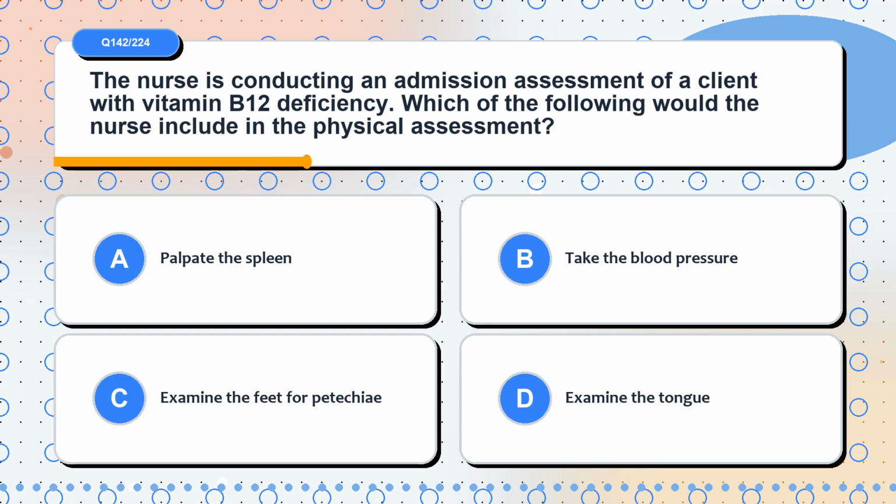Which of the following would the nurse include in the physical assessment? Here are the options. Option A, palpate the spleen. Option B, take the blood pressure. Option C, examine the feet for petechiae. Option D, examine the tongue.